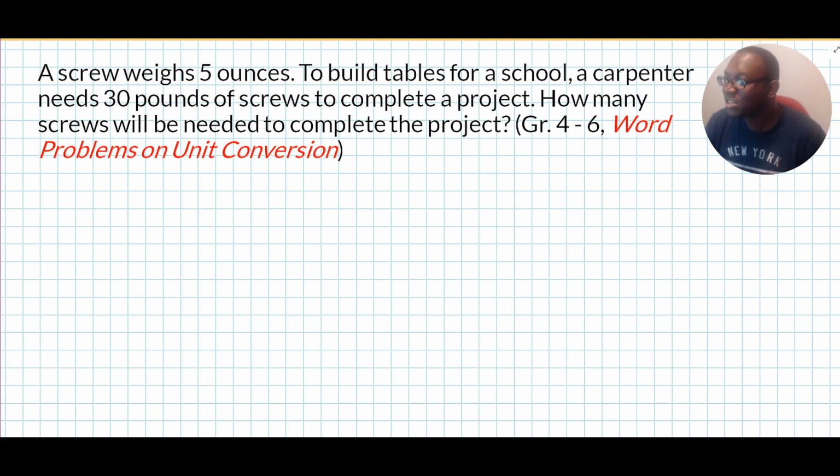So 4th to 6th graders, we're looking at converting from ounces to pounds. A screw weighs 5 ounces. To build tables for a school, a carpenter needs 30 pounds of screws to complete the project. How many screws will be needed to complete this project?